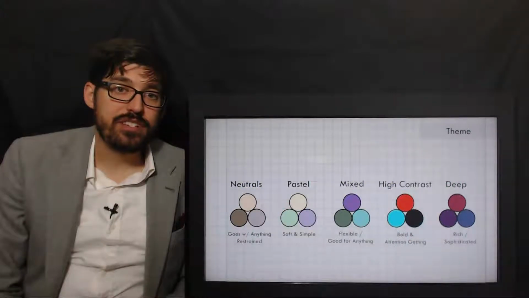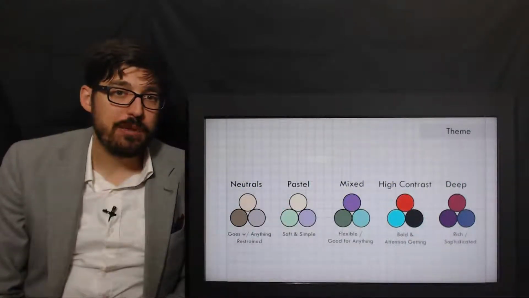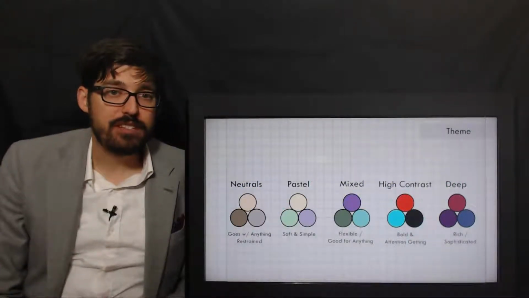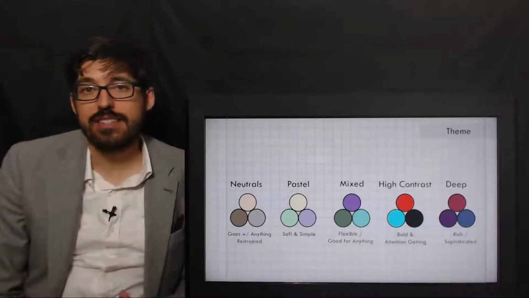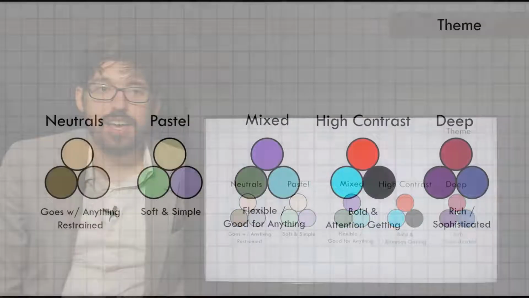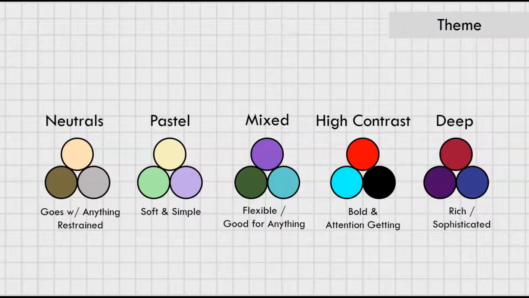It's not always just single colors that have a meaning to them. Groups of colors can also have meaning, so I'm going to call these themes. On the left-hand side, I have what I call neutrals. It goes with anything. It can be restrained. It can almost be boring. They're tans, light browns, grays. If you want to be unexciting, if you don't want to offend anybody, you might go with these. It's almost too easy.